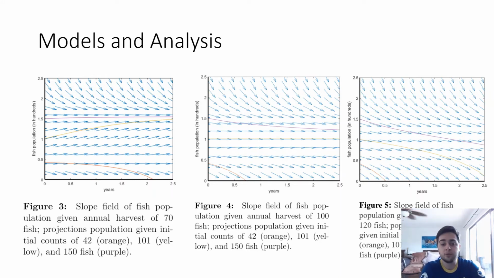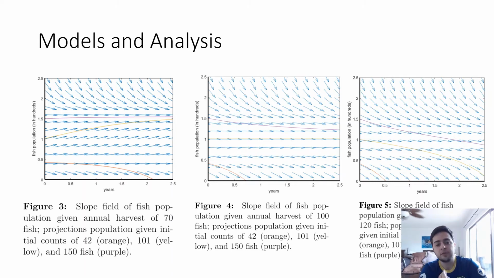The orange one represents the population with the initial population being 42. The yellow represents the population with the initial population of 101. And the purple one represents the population when the initial population is 150 fish.